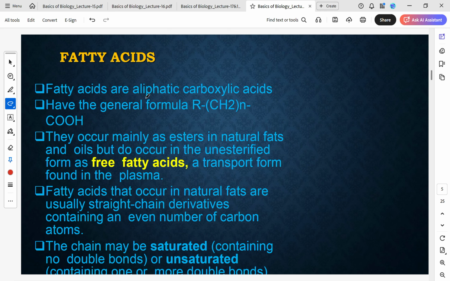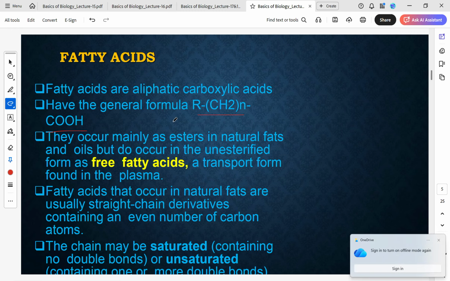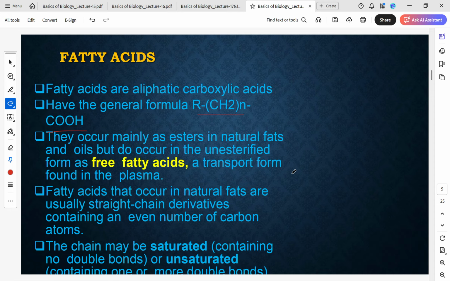Fatty acids are aliphatic carboxylic acids. They have a general formula of RCH2COOH, where multiple CH2 groups can be present in a string. They occur mainly as esters in natural fats and oils, but they also occur in unesterified form as free fatty acids. These free fatty acids are found in the plasma usually.